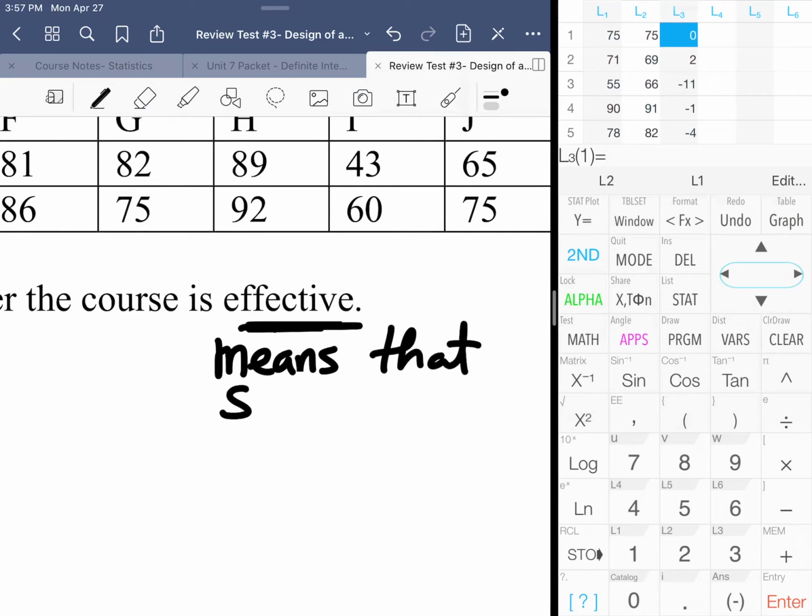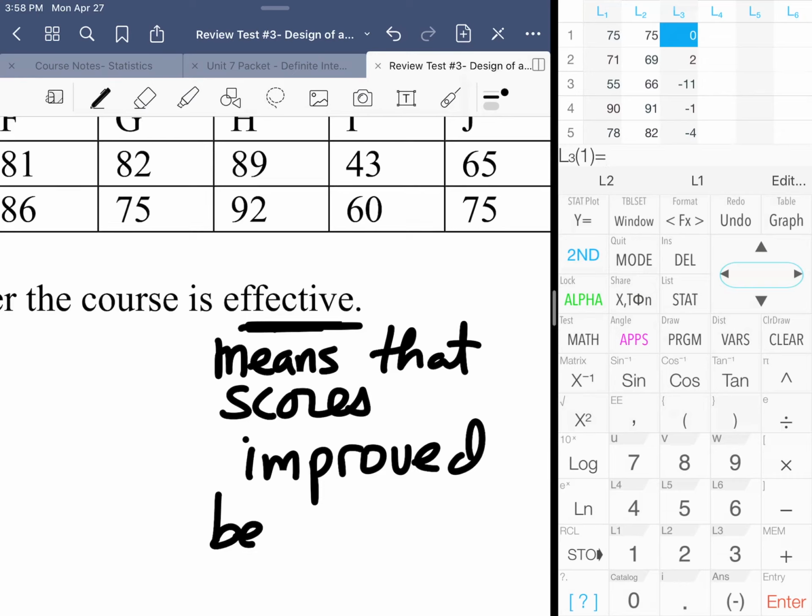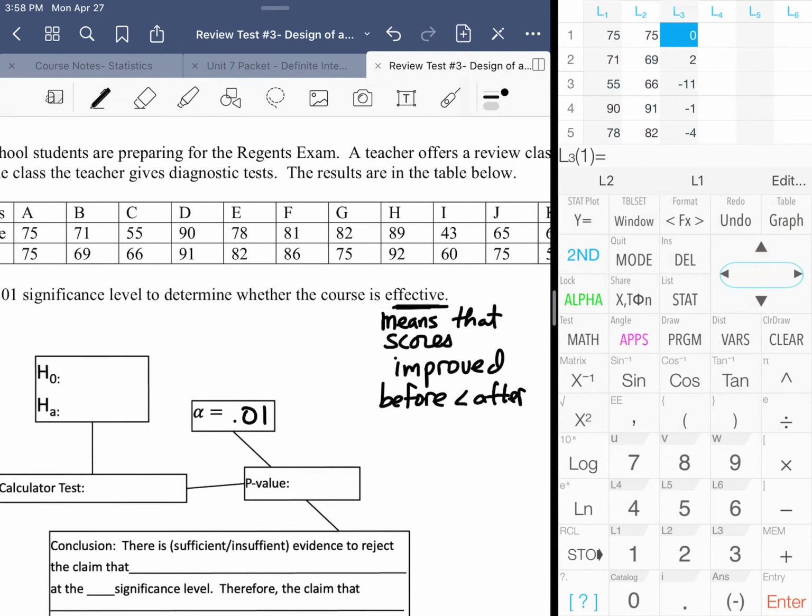So we're going to assume that effective means that scores improved. And that would be that the before values are less than the after values. So the null hypothesis is that the mean for the first set is equal to the mean for the second set. I don't want to say it's ineffective. It's just not the kind of effective that we're looking for.